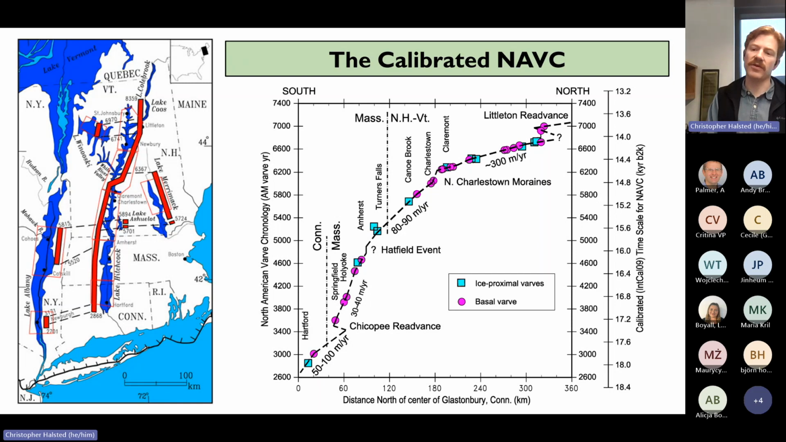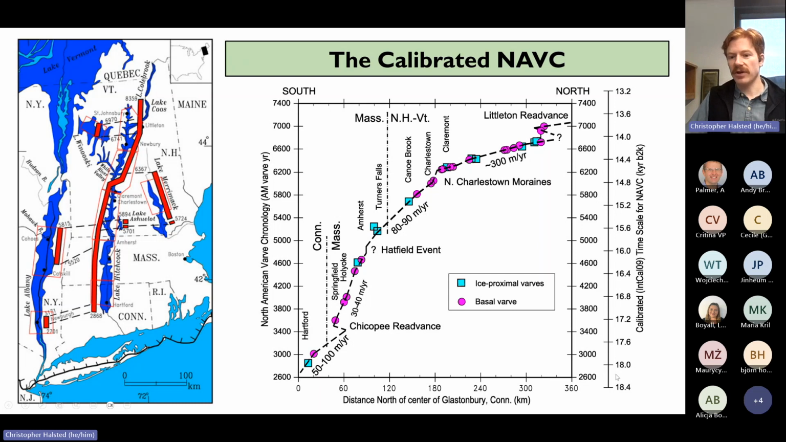This is a figure from 2012, so it uses the IntCal 09 calibration. That's, of course, now been updated to IntCal 20. But I have actually done the recalibration, and it only slightly shifts this graph. So overall, the timing of all these events doesn't really change too much with that new calibration. And so this tells a really interesting story about how ice receded in the Northeast.